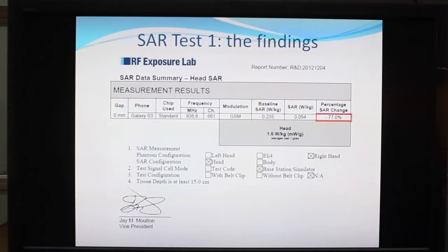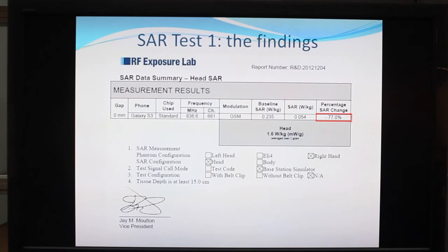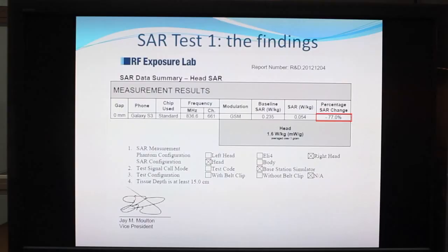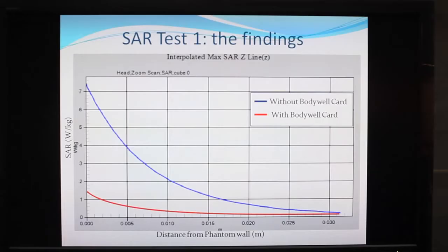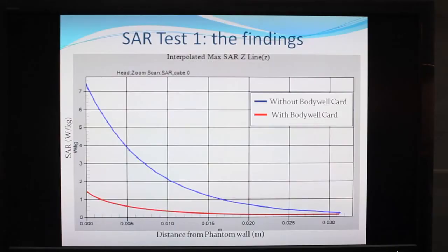This is a certificate provided by a certified lab that shows the 77% on a Galaxy S3, done on the right side of the head. And this is a plot of the SAR results. In blue, you see the SAR values without the Bodywell card, and in red, the SAR values as obtained with a Bodywell card.